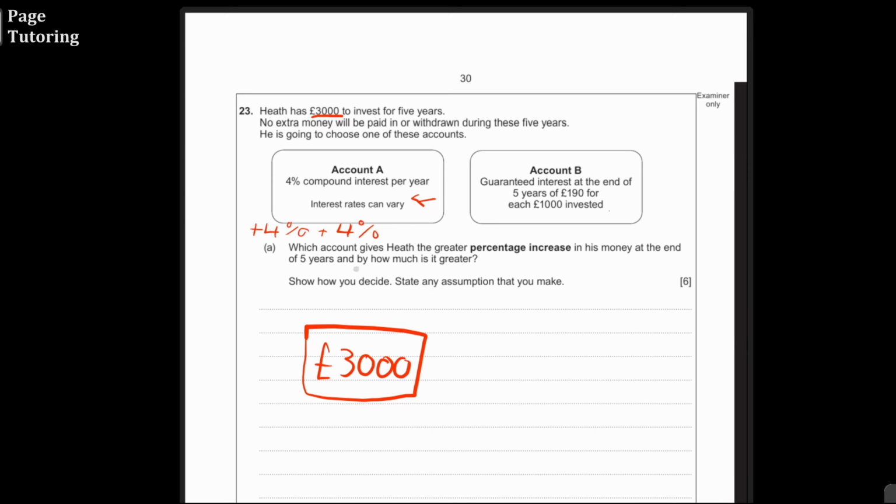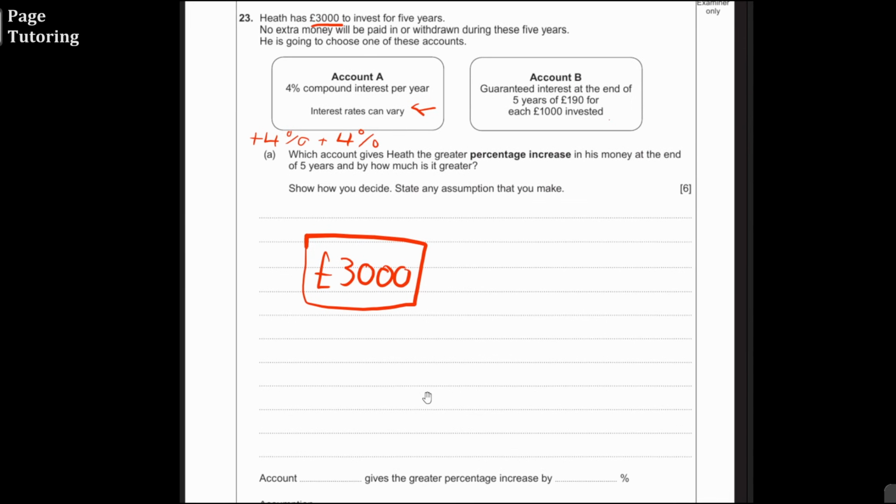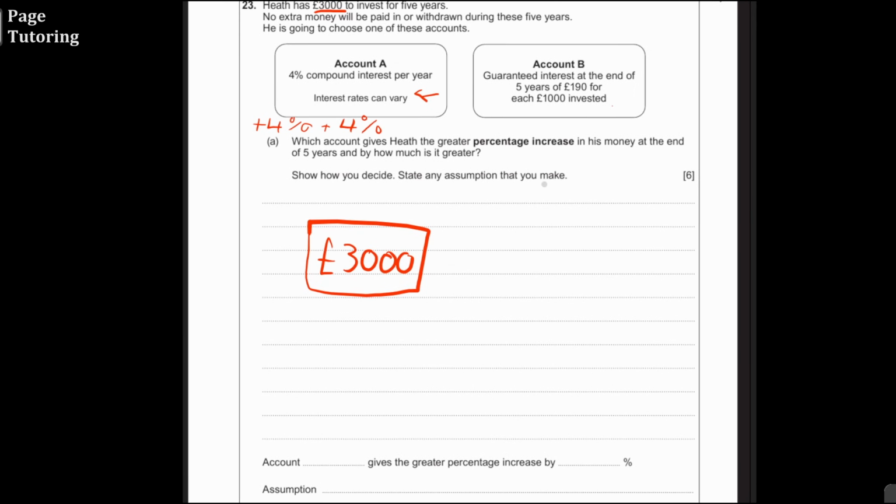Okay. So it says which account gives Heath the greatest percentage increase in his money at the end of 5 years, and by how much is it greater? Show how you decide, state any assumptions that you make. Well, let's start with account A. Account A, nice and easy. Put A. We've already described how account A is going to work.